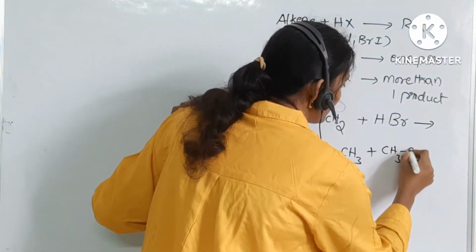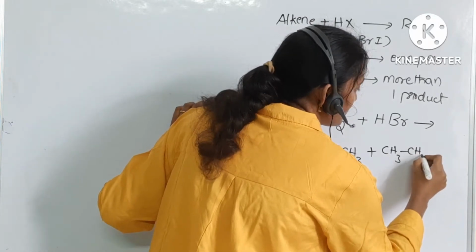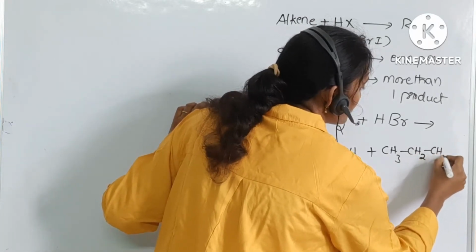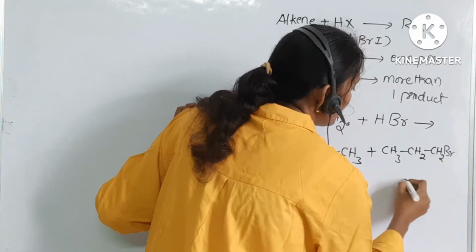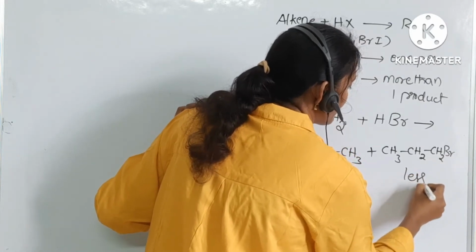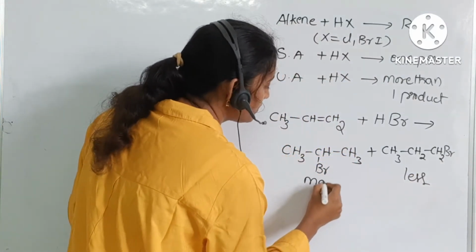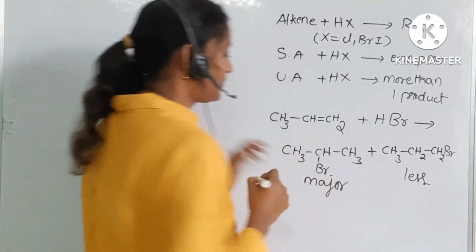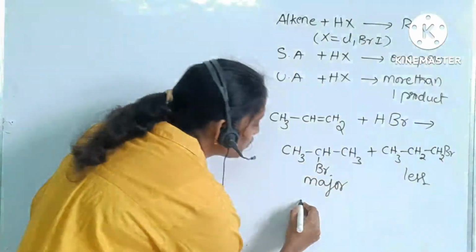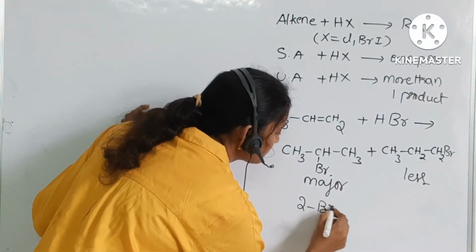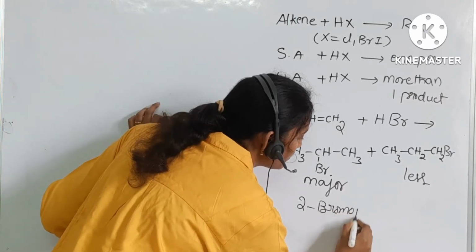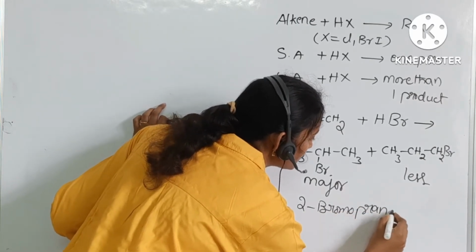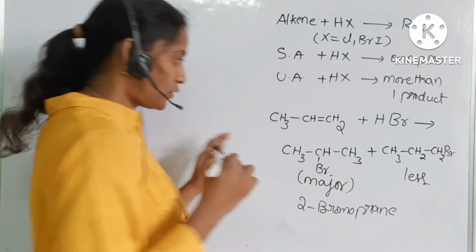CH3 CH2 CH2Br. This is the lesser one. This is the major product. Remember this. 2-bromopropane is the major product.